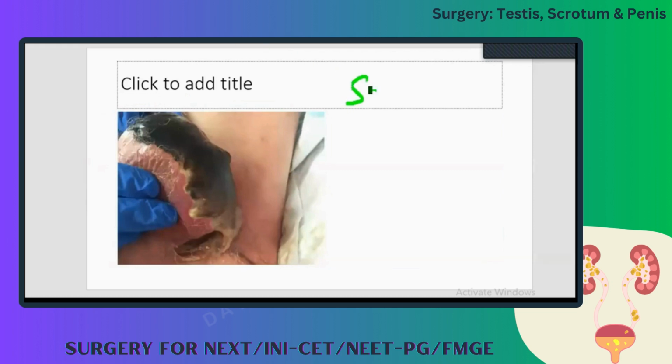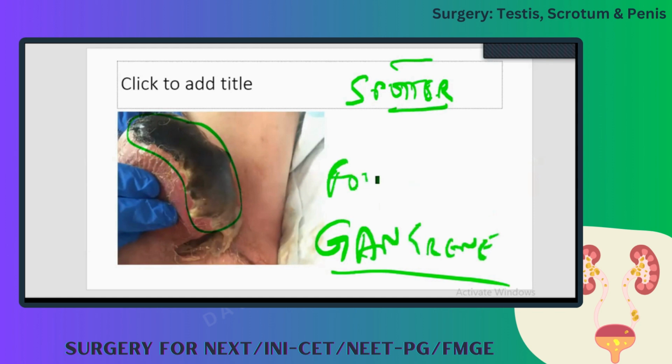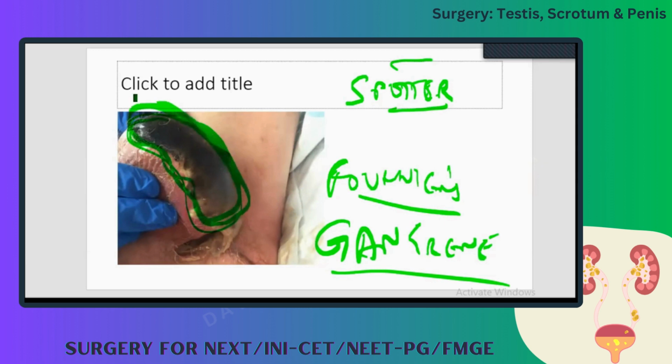So what is this? Spotter. What is this? Black part. Black plaque over the scrotum. Necrosis. If some part becomes necrosed, starts with G. Gangrene. Yes, it is gangrene. Fournier's gangrene. In diabetic patients, the skin becomes black, necrotic. Okay, this is Fournier's gangrene.